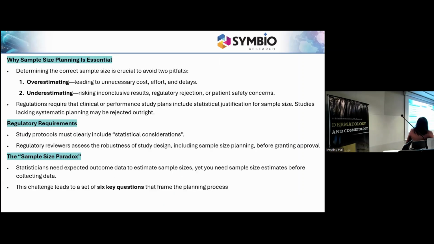So why is sample size planning essential? We don't want to overestimate our trial. If I can do it with 10 people, why should I inject the same thing into 30 people, right? And at the same time, I don't want it to be underpowered.